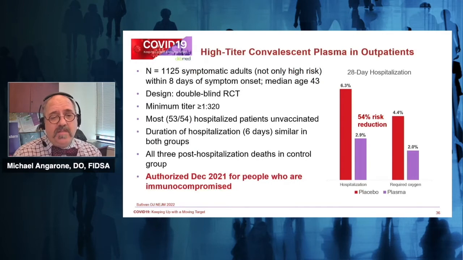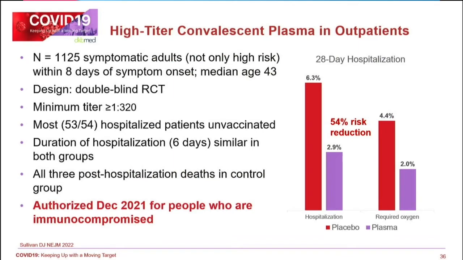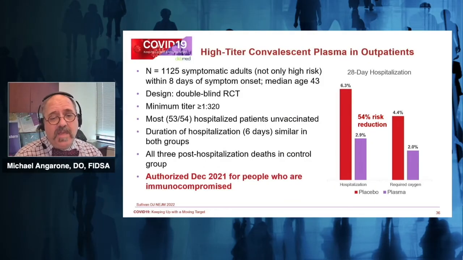I'll end with treatments with convalescent plasma, kind of full circle, in that I think we were talking a lot about this early on in the pandemic, and then it kind of came out of favor, and now it's back again, in particular high titer convalescent plasma. This is based off of a recent study that looked at around 1,100 individuals that were given high titer, so 1 to 320 titer or higher of the convalescent plasma, with the outcome of 28-day hospitalization. And for those that were hospitalized, did they require oxygen? There's around a 54% reduction in hospitalization and just over 50% reduction in needing oxygen if you were hospitalized. And so this prompted an EUA in December of 2021 for the use of high titer convalescent plasma for individuals who are immune compromised who have SARS-CoV-2. And so a therapy that we weren't using that much, now we're using again.